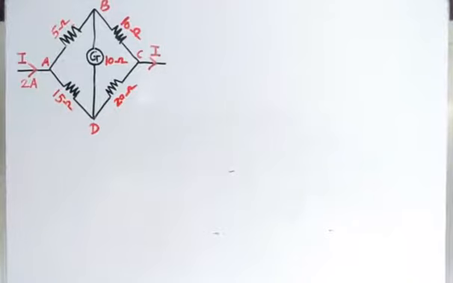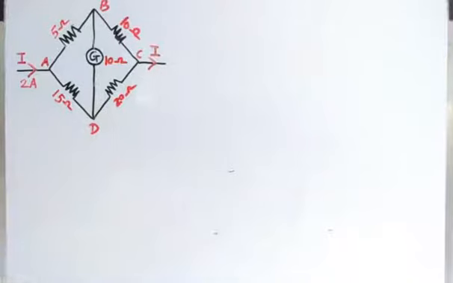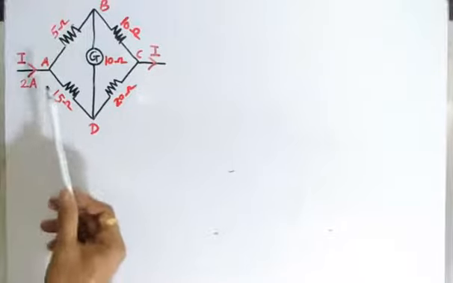In this problem, we want to find the current flowing through the galvanometer of resistance 10 ohm. We are given 4 resistances 5, 10, 20 and 15 ohm, which are connected in a circuit, as you can see in this circuit diagram. Total current I, that is 2 ampere, is flowing through this entire circuit. Now we have labeled the circuit as A, B, C, D.